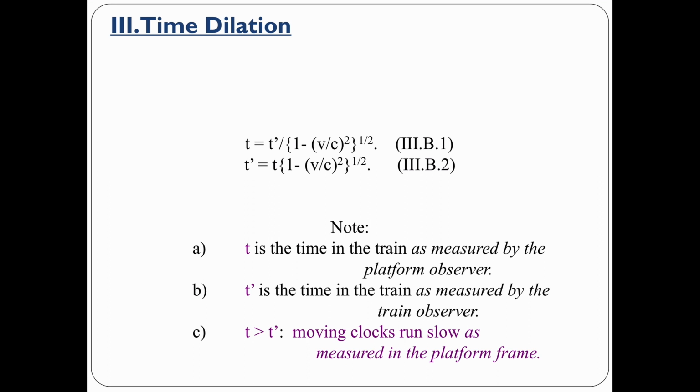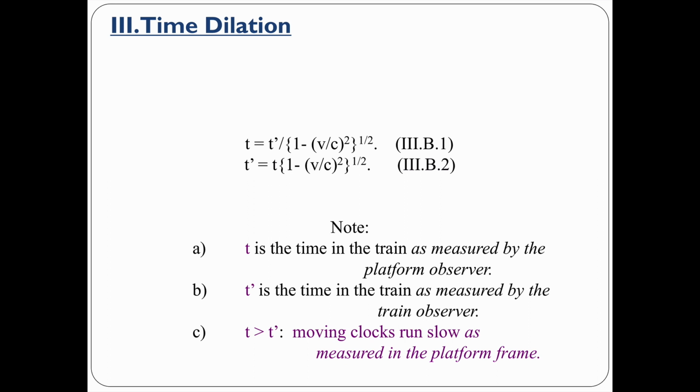Just to remind you, go over this again because this is extremely important. T is the time in the train as measured by the platform observer. Whenever we talk about time and distance, we have to locate who's doing what. So T is Albert on the station looking in the train and telling the person in the train, hey, your clock is running slow. T prime is the time in the train as measured by the train observer. That's the guy in the train looking at his watch saying, no, my clock is running just fine.